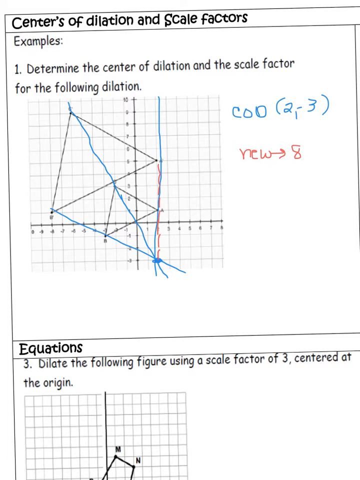I'm going to do the same thing to my old. So starting back at my center of dilation, it's 1, 2, 3, 4. Now I have a way to find scale factor, because if you remember, the scale factor is taking your new and dividing it by the old. So I'm just going to put a division line in between, 8 divided by 4, and then I get my scale factor, which here is 2. And we're done.